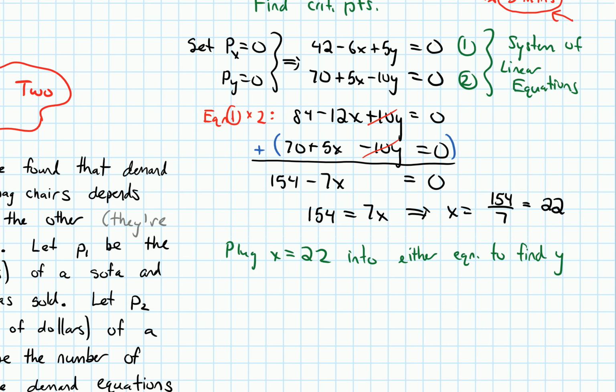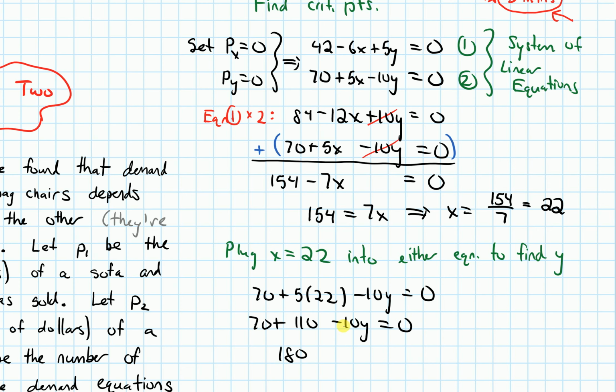So I'm going to plug it into the second equation, just because then I get to multiply it by 5, which is a slightly smaller number than negative 6 if I were to plug it into the top equation. So I get 70 plus 5 times 22 minus 10y equals 0. So we get 70 plus 5 times 22, which is 110, minus 10y equals 0. 70 plus 110 is 180.